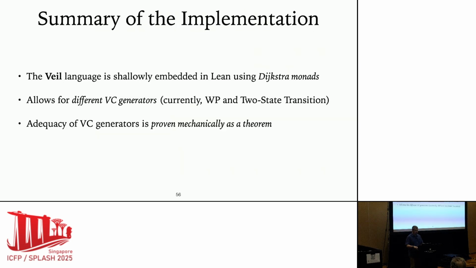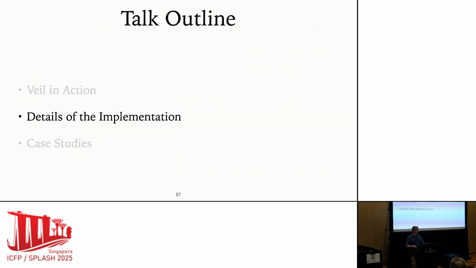Okay, so to summarize, Veil is embedded in Lean, and we have the verification condition generators implemented in multiple possible ways, depending on our verification goal, and the consistency of those VC generators with each other is still verified as a theorem in Lean.